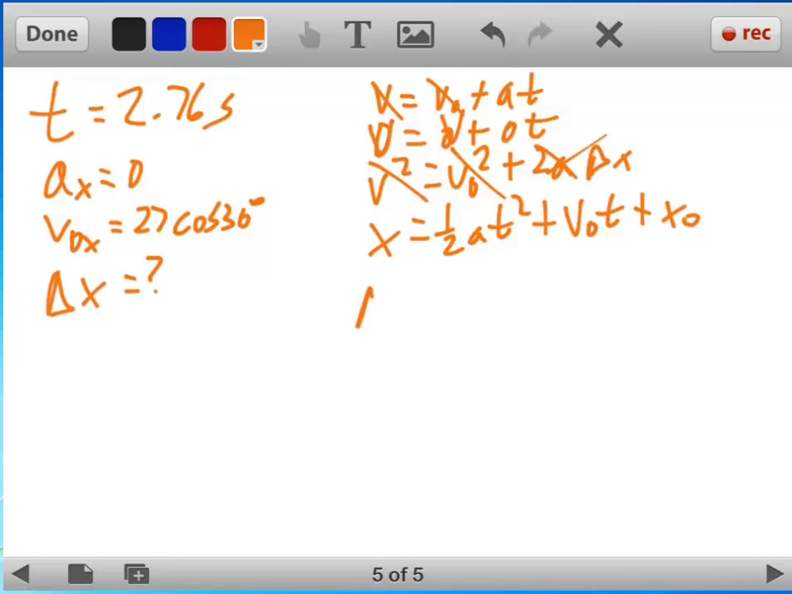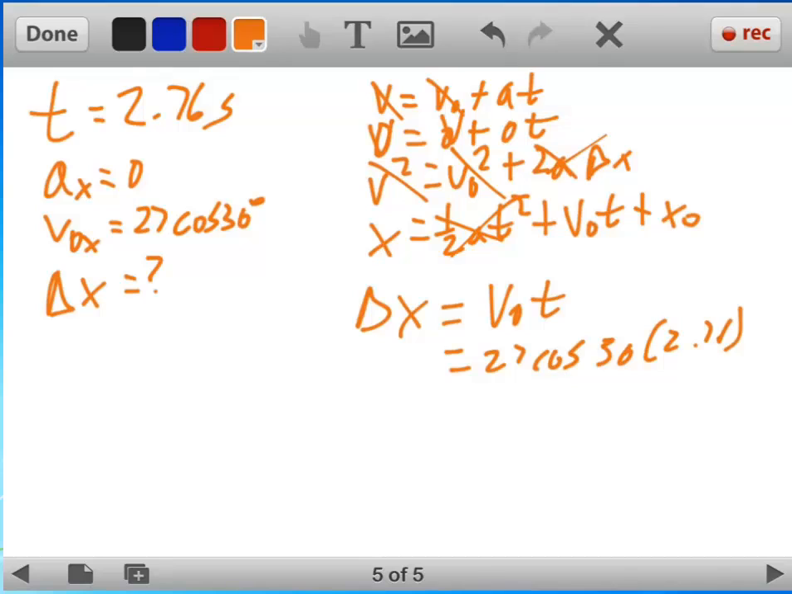x minus x naught is delta x, so I can subtract that over, equals, acceleration in x is gone, so this is just v naught t. Now I have to remember this is x, so I don't want the whole v naught, I just want the 27 cosine 30. So I take 27 times the cosine of 30 times the 2.76 seconds that it's actually moving through the air. So cosine 30 times 27 times 2.76 is about 64.5 meters.